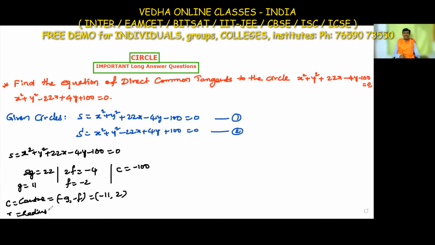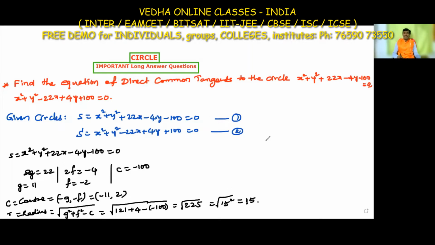I am taking this as C and the radius as R. So R is the radius of this circle, equal to the square root of g square plus f square minus c. Now if we apply the formula, g square, 11 square, is 121, and f square, minus 2 whole square, is 4, minus c. Remember here minus of minus 100 becomes plus 100. 121 plus 4 is 125, plus 100 is 225. We can write 225 as 15 square, square root cancels. So we get the radius as 15.